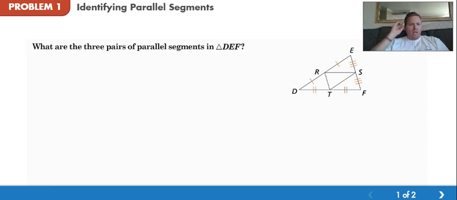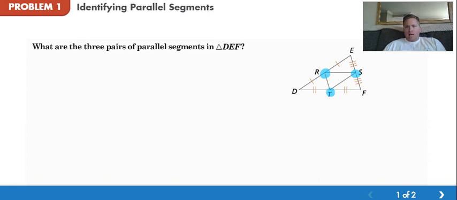Okay. All right, so we got our problem number 1, and make sure you write the problem out and the picture. It says, what are 3 pairs of parallel segments in triangle DEF? So we look here, we see that R is the midpoint between these two. S is also the midpoint of this side, and T right here is the midpoint as well. So we know that those are all the midpoints, so using our theorem, we can find parallel lines.